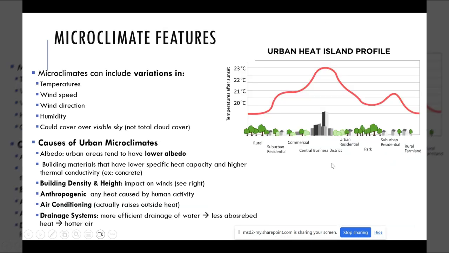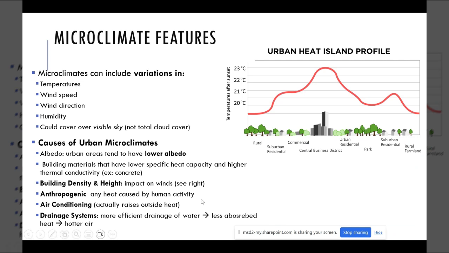There's a couple reasons for this. One is albedo. So urban areas tend to have a lower albedo. Building materials have lower specific heat capacity and higher thermal conductivity, like concrete. Urban areas tend to be darker. They have taller buildings that are taking in heat. Building density and height will impact the winds, which means that you're going to have different wind speeds, which is going to cause a little bit of a stagnation typically, and wind tunnels in other places, but that's going to affect the heat.